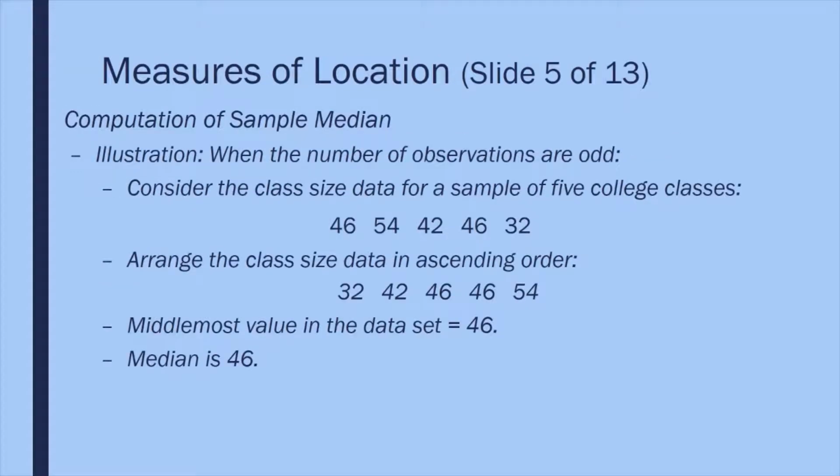Now, let us apply this definition to compute the median class size for a sample of 5 college classes. We have to arrange the class size data in ascending order. The middlemost value in the data set is 46. Since we have 5 college classes, the middle of which is 46. So the median is 46.